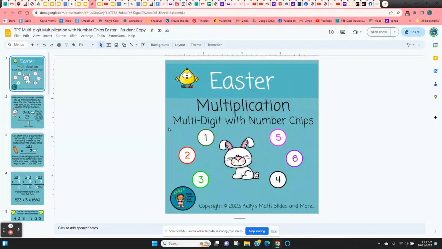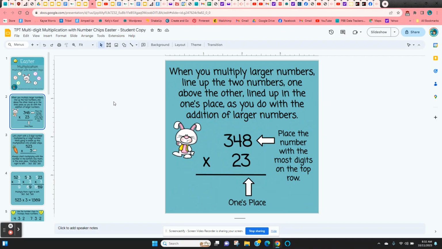Multi-digit multiplication using number chips. This is the Easter version. It's a digital lesson, and it starts out explaining to the students how to line up their numbers when they're multiplying larger numbers. They line them up in the ones place, the same as they do when they're adding or subtracting. If one of the numbers has more digits than the other, it's going to go in the top row.